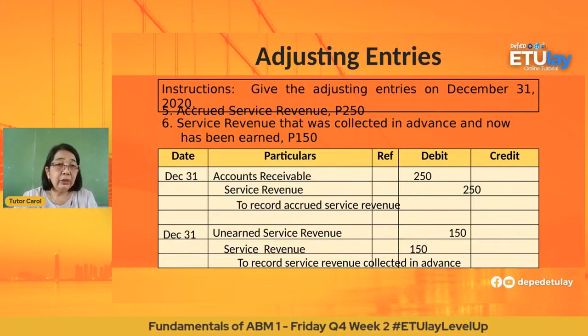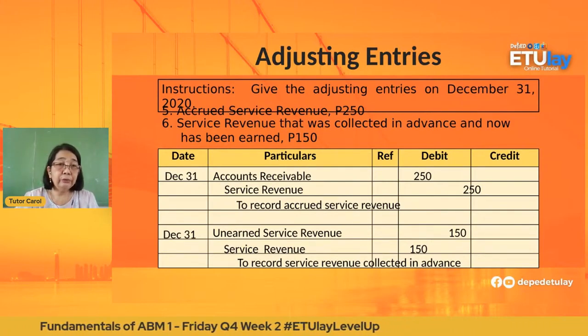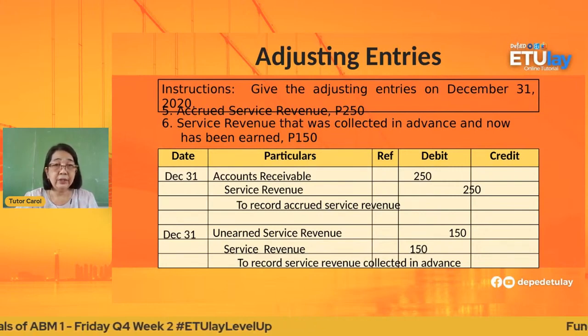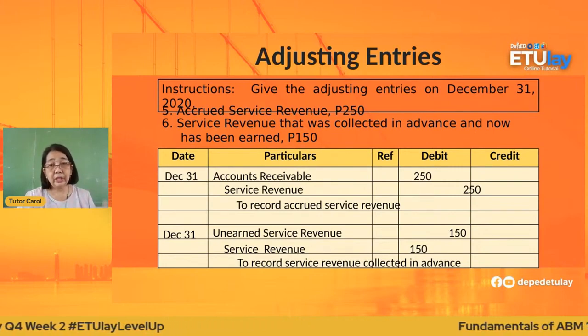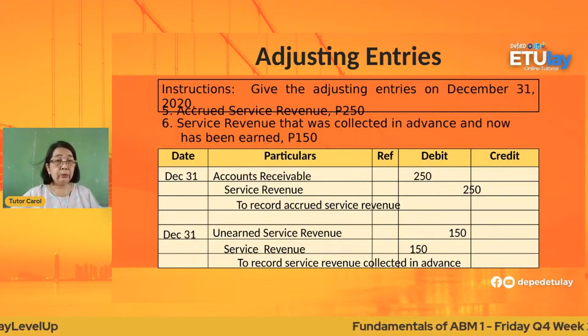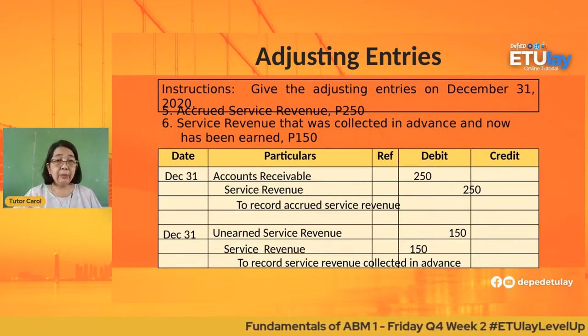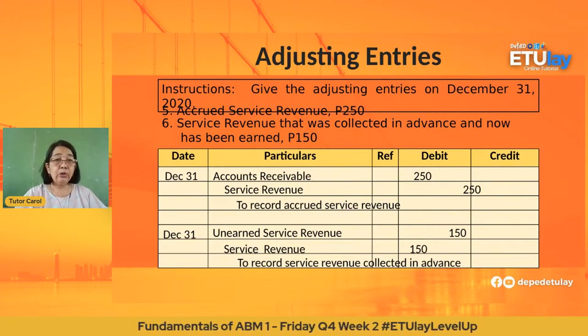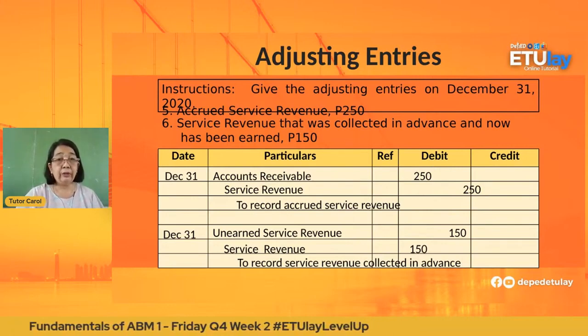Okay, so eto, ang ating number 5 and number 6. So give the adjusting entries again on December 31, 2020. Ang problem natin for number 5, accrued service revenue 250.